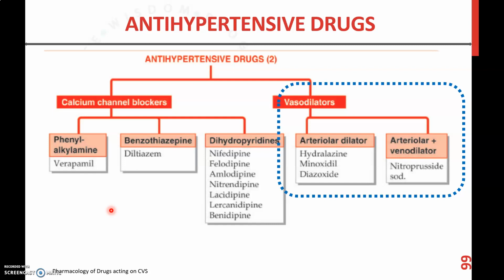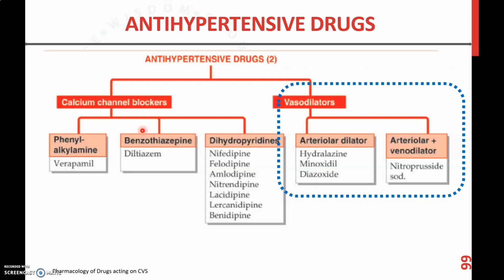In this part 5 video of antihypertensive drugs, we will discuss the pharmacology of vasodilators like hydralazine and nitroprusside. We had discussed the introduction to hypertension in part 1 video, classification and pharmacology of diuretics in part 2 video, pharmacology of drugs acting on the renin-angiotensin system in part 3 video, and calcium channel blockers and sympatholytics pharmacology in part 4 video.